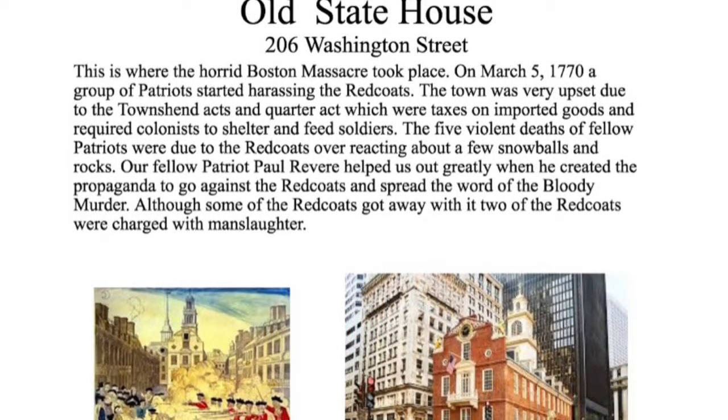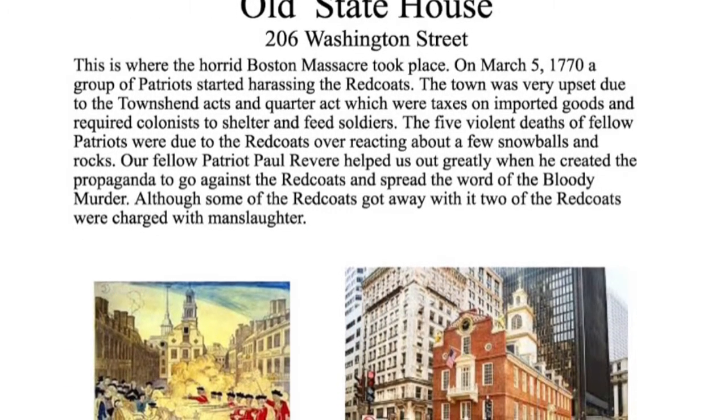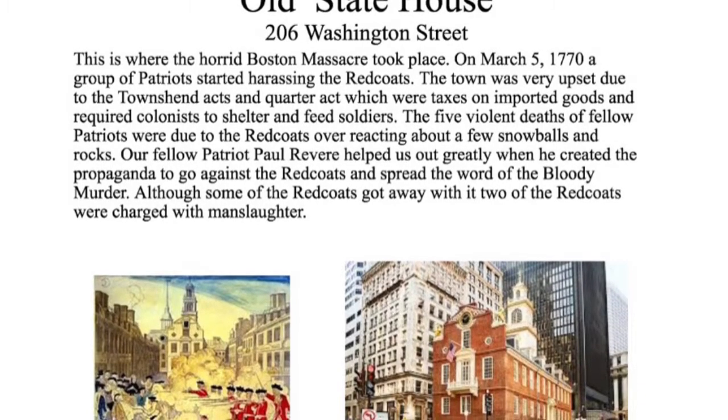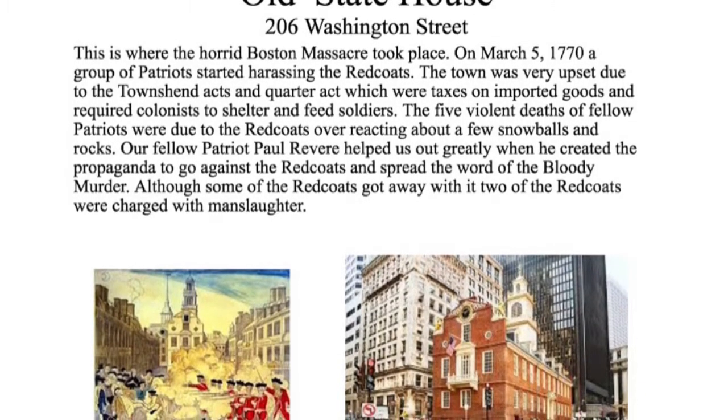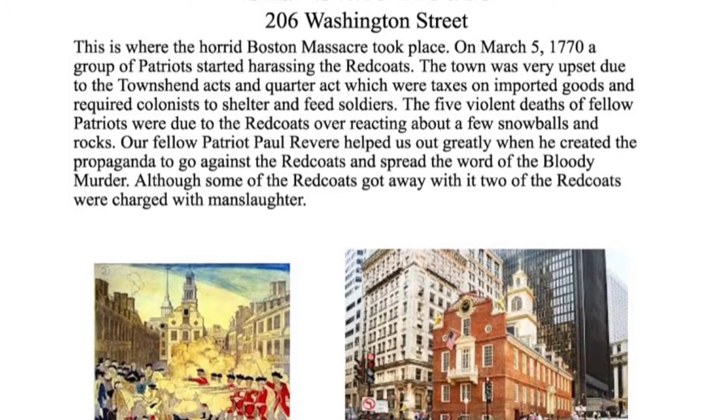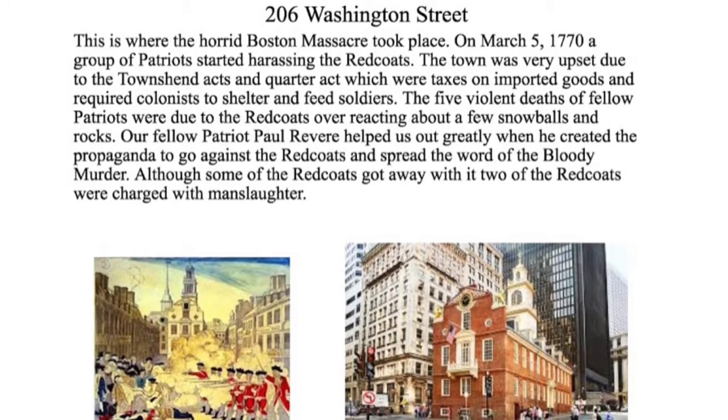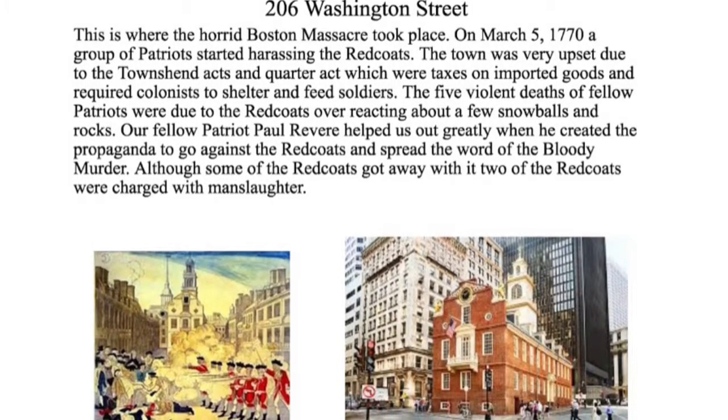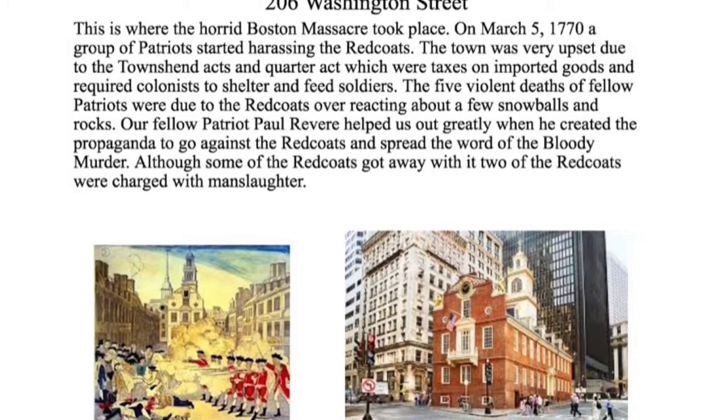The old State House is where the Boston Massacre took place on March 5, 1770, due to a group of patriots harassing the redcoats with snowballs and rocks. What were the causes and effects? This was when the colonists were upset due to the Townshend Acts and Quartering Acts, and it caused the death of 5 colonists. Paul Revere created his propaganda from this event.